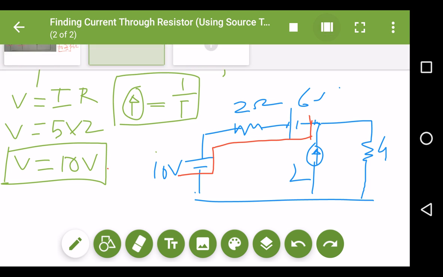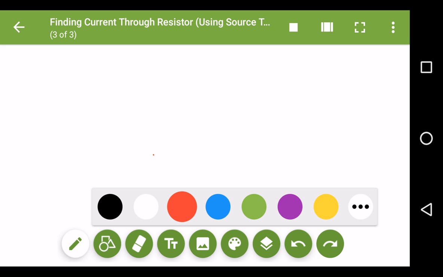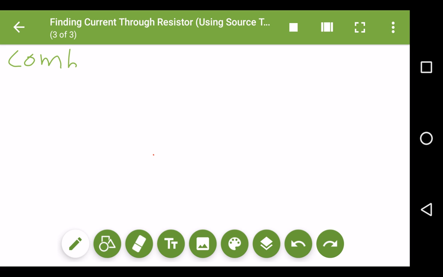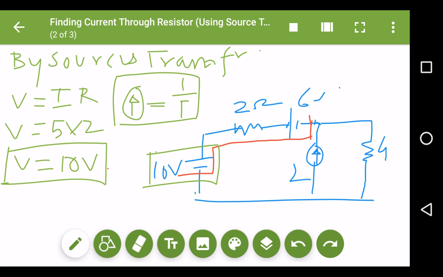What I will do, I will combine the two voltage sources. So if you see, the 10 volt is positive on the upside, and the 6 volt is negative at the right side.